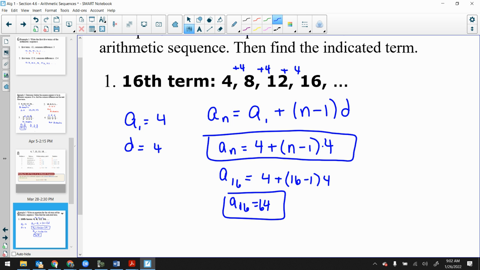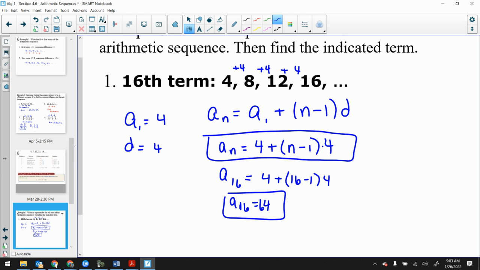Now be careful with this, guys. When I ask for the actual equation, I want this. You better know the n minus 1. When I just ask you for a specific term, then yeah, fine, do it however you want.